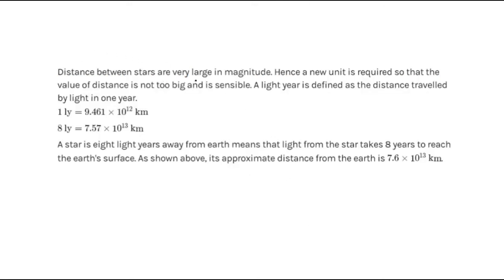Distance between the stars are very large in magnitude. Hence, the new unit is required so that the value of distance is not so big and sensible. A light year is defined as the distance traveled by light in 1 year. And how much is that equal to? 1 light year is equal to 9.461 into 10 raised to 12 kilometers. So 8 light year is equal to, you have to multiply this by 8. Okay, so many kilometers.